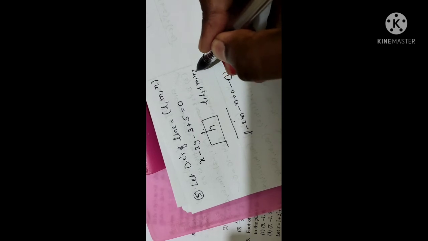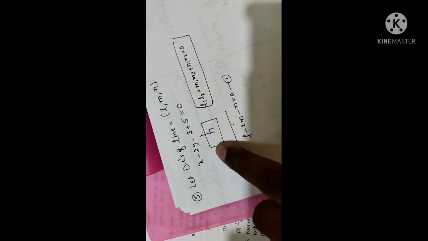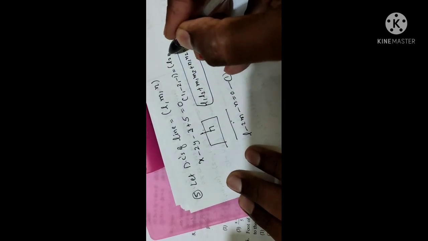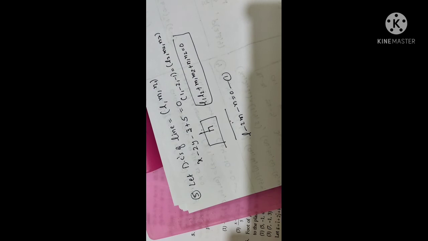What is the condition for perpendicular? L1 L2 plus M1 M2 plus N1 N2 is equal to 0. Then 1 into L minus 2 into M minus N equals 0. Don't confuse. Here the given condition is parallel, so why are you taking perpendicular? Plane and line are parallel, but normal and line are perpendicular. So 1, minus 2, minus 1 are the DCs of the normal.